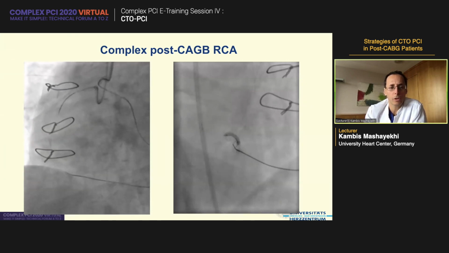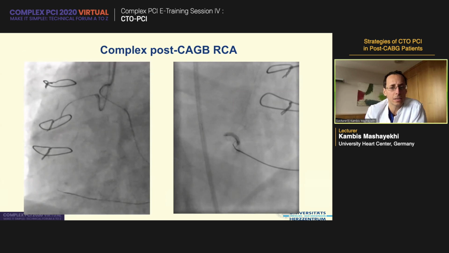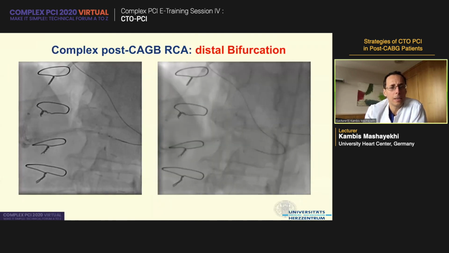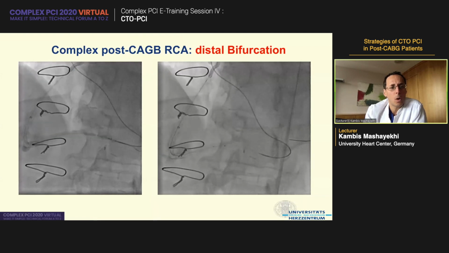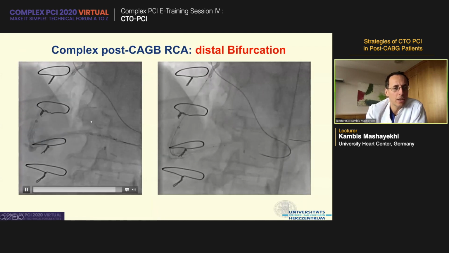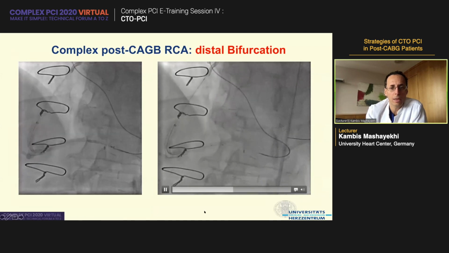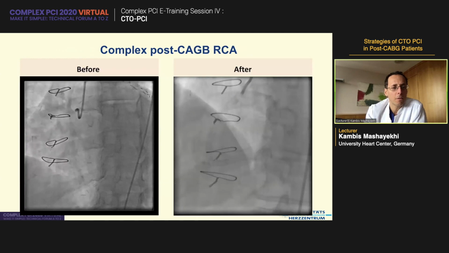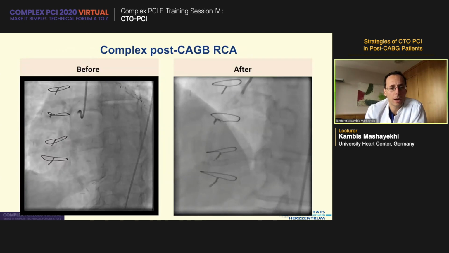I could make a reverse CART and a guideline-assisted reverse CART. And here, what we had to do in this area was to use a dual lumen microcatheter. It was very important to get the posterolateral branch with the Fielder XTR also wired. And finally, we achieved a very nice result with a long stent length.